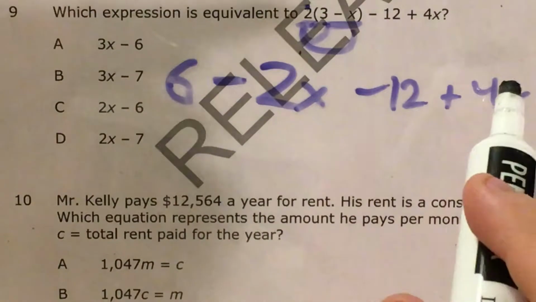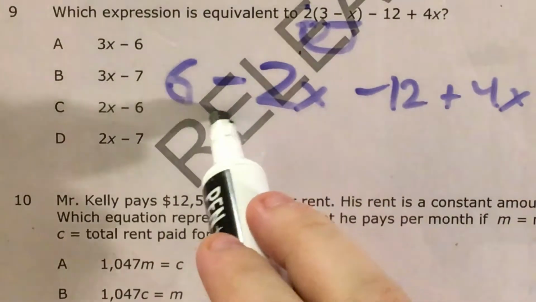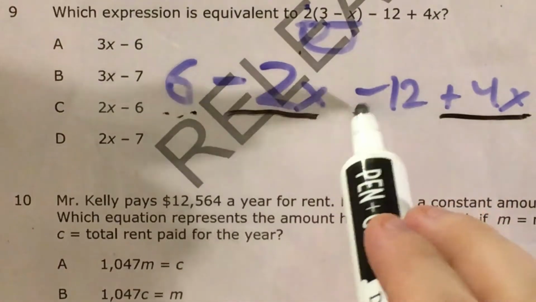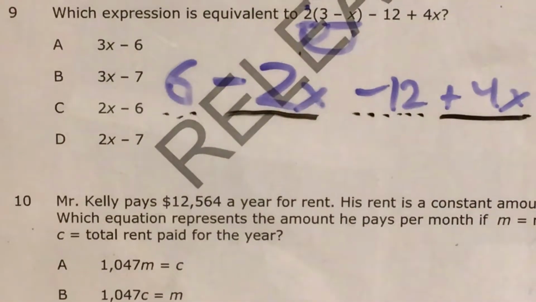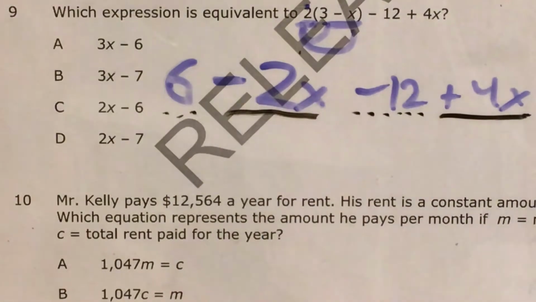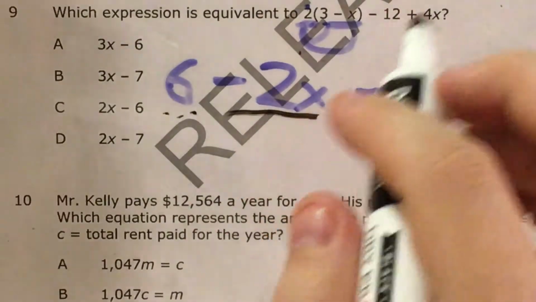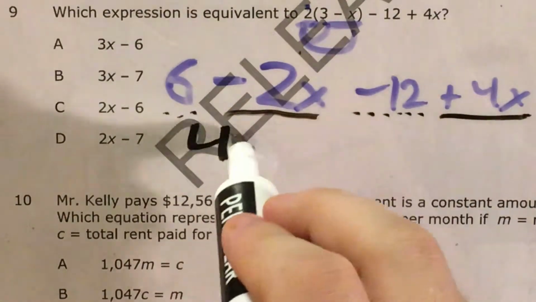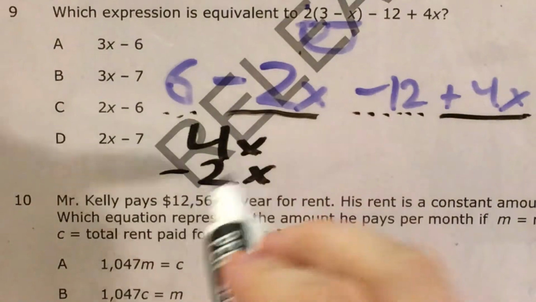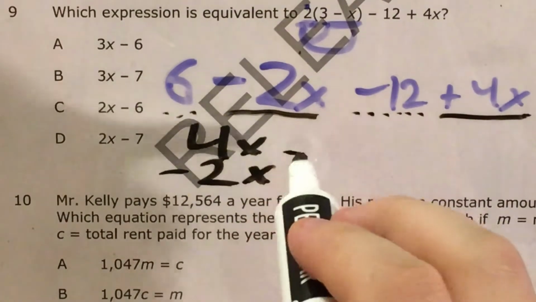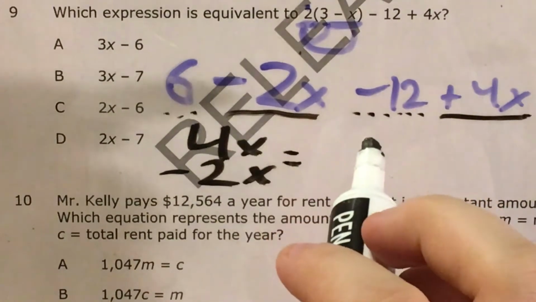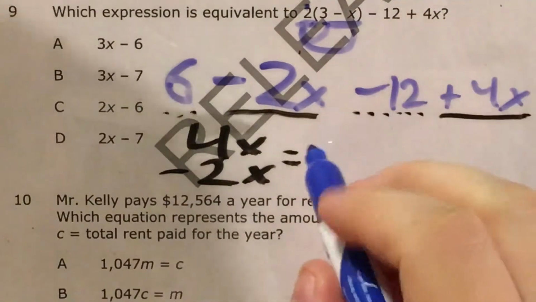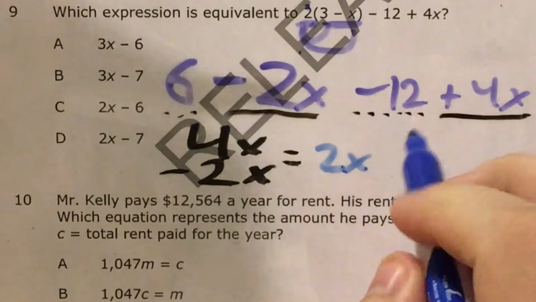All right, and now we get to the idea of combining like terms. Specifically, if I see minus 2x and plus 4x, and then if I see 6 and then minus 12, I'm going to have to put these together and, so to speak, combine them. So if I see 4x and minus 2x, 4x minus 2x is like saying $4 minus $2, and $4 minus $2 is, of course, just $2, so 4x minus 2x would just be 2x.